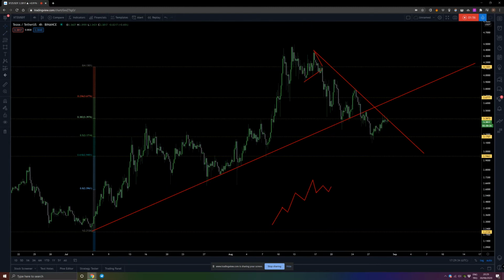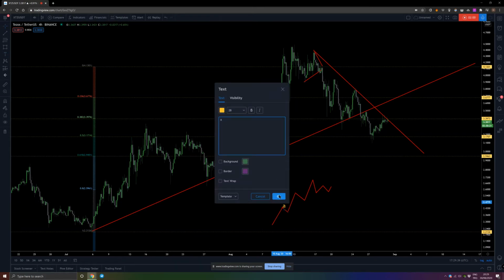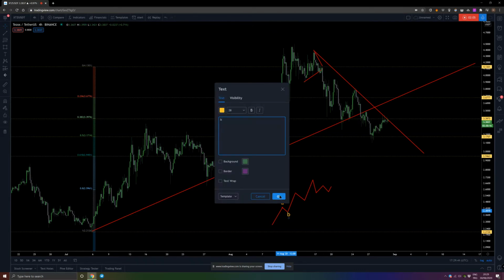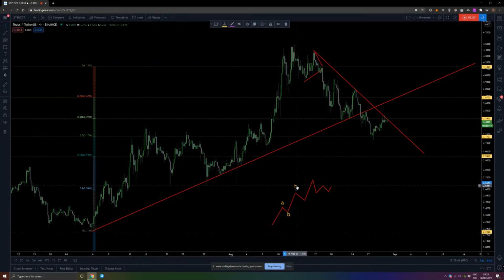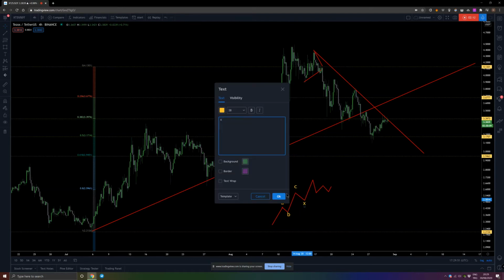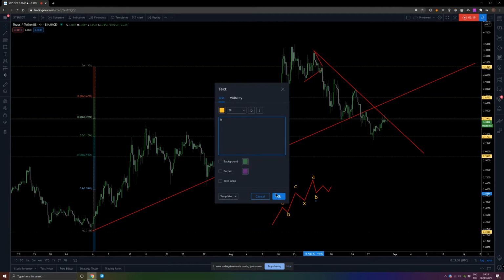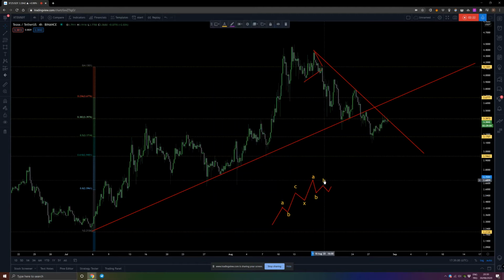So look, let me show you guys. In Elliott waves, this is how you would label the structure. You would have an A, B, a C here, and an X wave, and then this will be the wave A, this would be the wave B, this would be the wave C, and this would be wave D, and this would be the wave E.